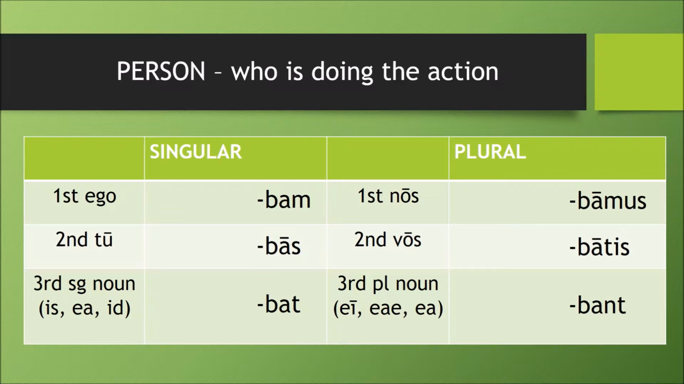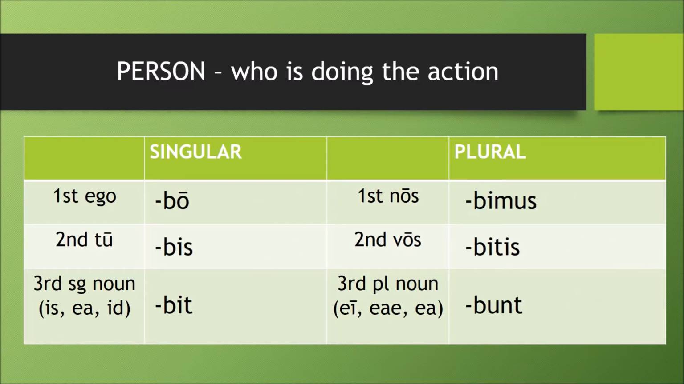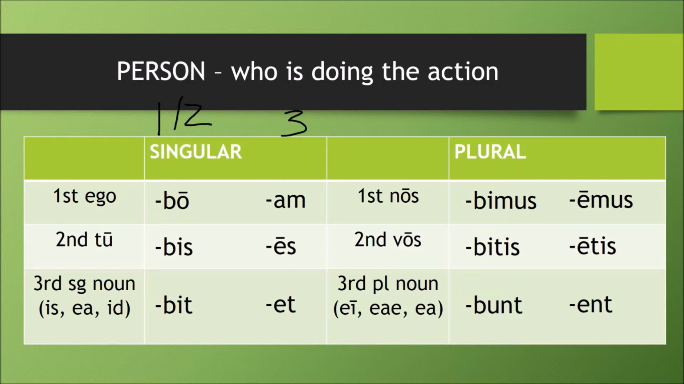When we switch over to that repeated past action, the imperfect tense, our endings are bam, bas, bat, bamus, batis, and bant. And then finally, we have two different ways to conjugate verbs for person and number in the future tense: bo, bis, bit, bimus, bitis, and bunt, and this is for verbs that are first or second conjugation. And then for third conjugation verbs, we also have the am, es, et, emus, etis, and ent endings to indicate I, you, he, she, it, we, y'all, and they.